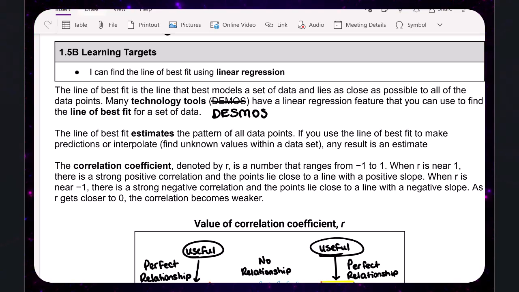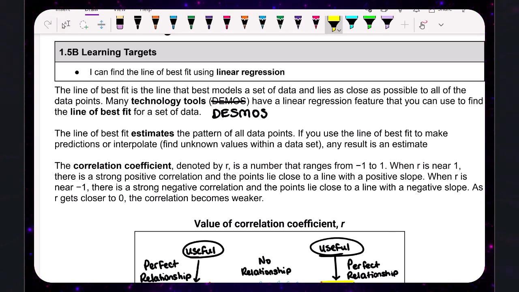Something I do want you to highlight though, make sure that you understand that the line of best fit is an estimate, okay? This is not perfect. Unless your correlation coefficient is exactly 1, then it's going to be an estimate of the data. So they are estimating.